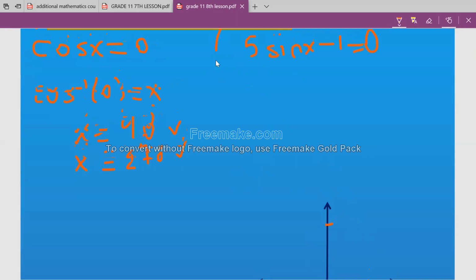Now, two more solutions we have. What do we do? We will isolate sine x again. How? 5 sine x equals 1. When you take 1 to right-hand side of an equation, it will become positive 1. When you divide both sides by 5, sine x equals 1 over 5. It equals 0.2, isn't it? In decimal form, you can write it.